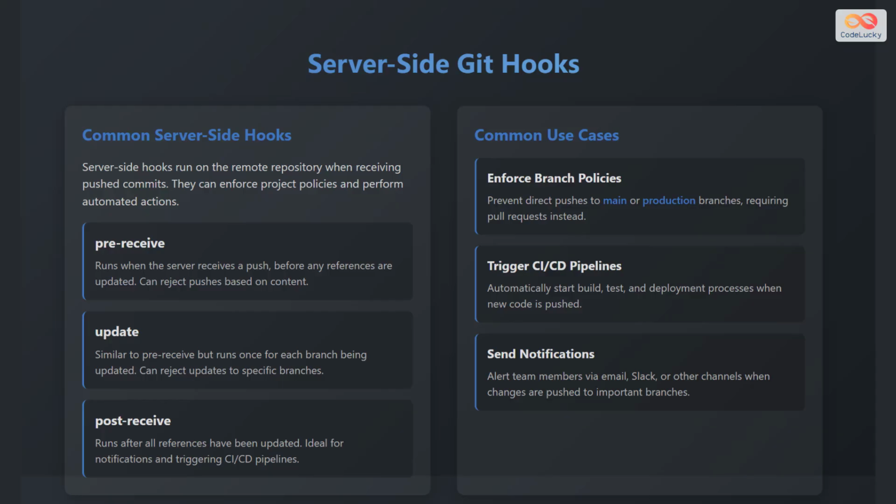The post-receive hook runs after all references have been updated, and is ideal for notifications and triggering continuous integration and continuous delivery pipelines. Common use cases for server-side hooks include enforcing branch policies, triggering continuous integration and continuous delivery pipelines, and sending notifications.